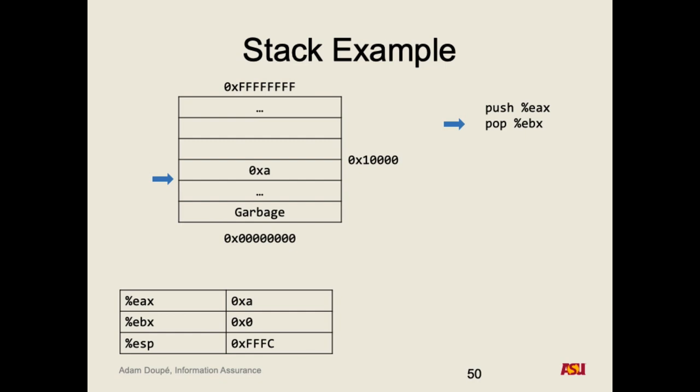Now we pop EBX. So when we execute this instruction, we're going to look up where ESP points to. It points to this memory location here, copy whatever those 4 bytes are and move it into EBX, and then increment the stack pointer by 4. Cool, so after this is done, which makes sense, right? We did one push and one pop, which means at the end, the stack pointer should be exactly where it was.